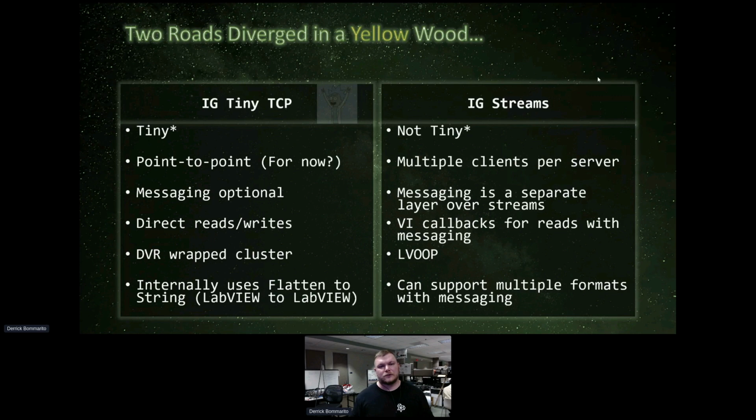Messaging is optional. If you want to use it just for the connection management and you're only ever going to be using the same data type that you send to the remote endpoint, you don't have to use the message ID field. You do reads and writes directly on the connection. It doesn't use OOP at all. It is just a DVR wrapped cluster, so you can branch it and read and write in multiple locations. You wouldn't want to read in multiple locations, but you can write to it from multiple locations.